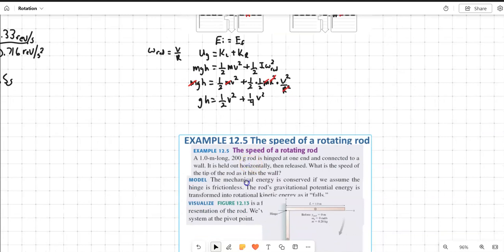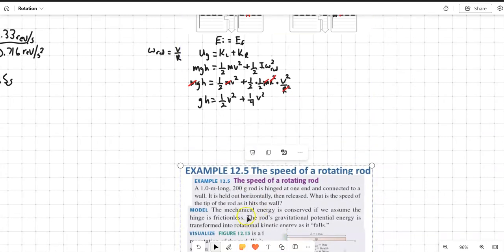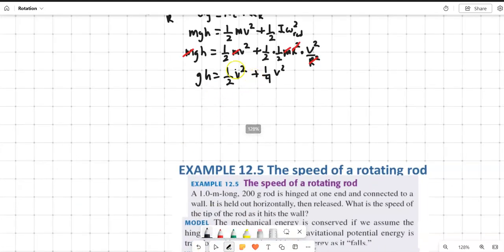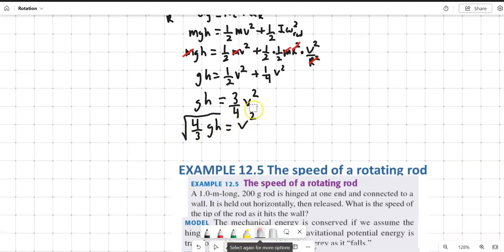Putting those two numbers together, so let's put these two velocities together. 1/2 and 1/4, so what is that? 3/4 v squared, right? 2/4 plus 1/4, so 3/4 v squared equals g times h. So we're going to multiply both sides by the reverse of that fraction. That fraction flips, and this is v squared. So when we square root both sides, we get this representation for velocity.